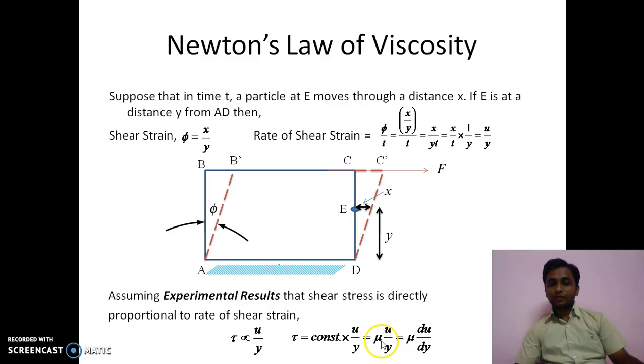So mu is nothing but what? It is nothing but viscosity. So tau equals mu into u by y.